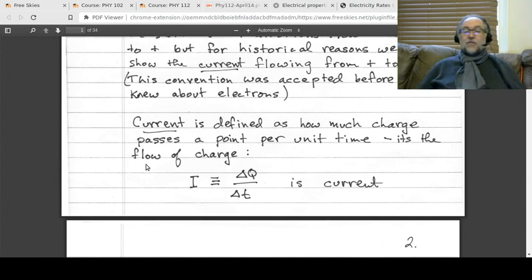Basically, if you take a look at a particular point in the wire, we'll see that in some of our circuits we'll have branching, and so the current can be different in different parts of the circuit. But if you're looking at a particular point in the circuit, and you ask, how much charge flows past this point per second?